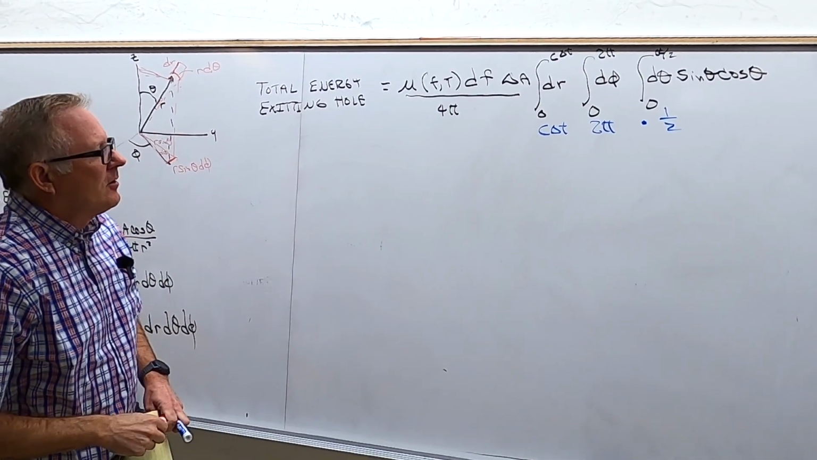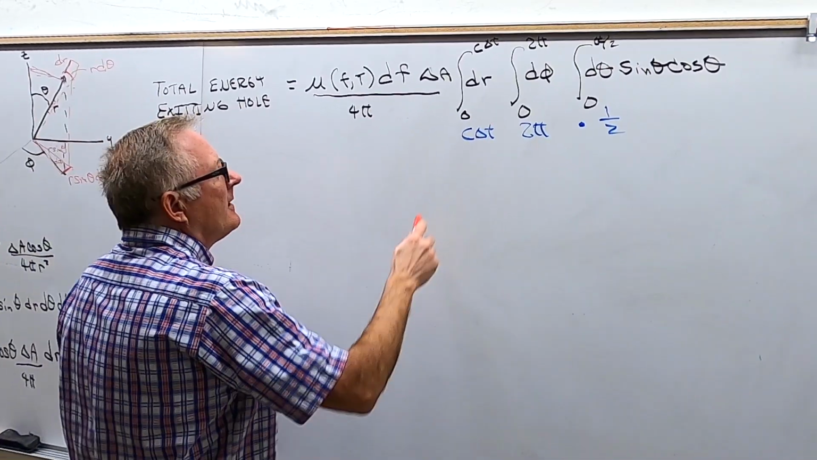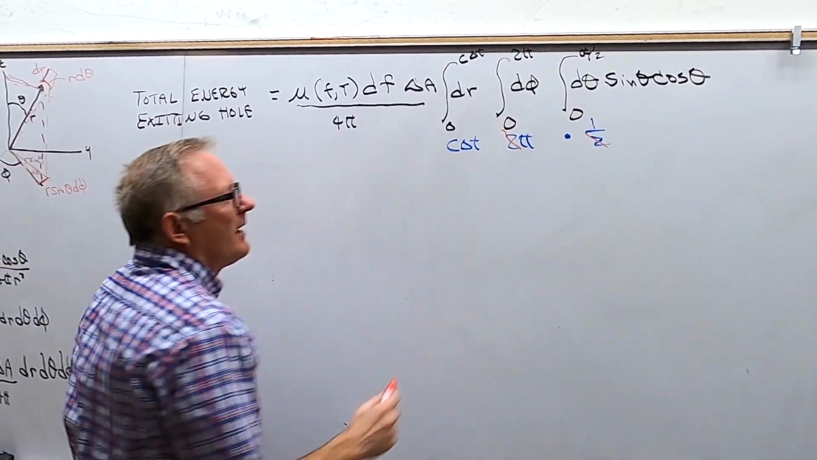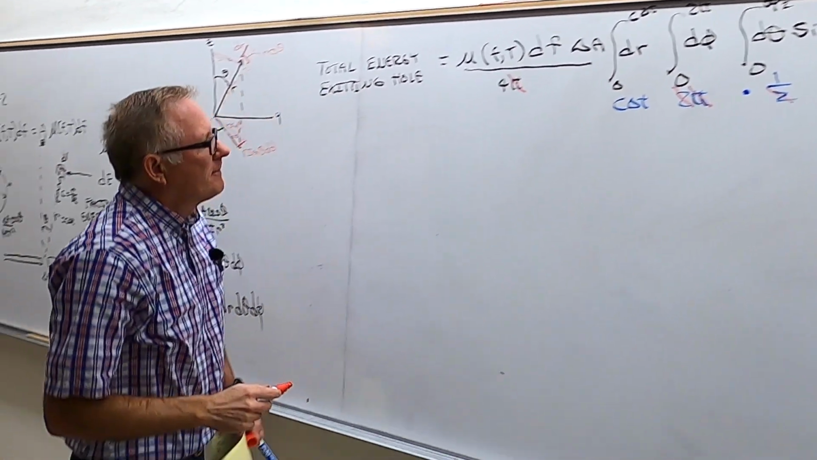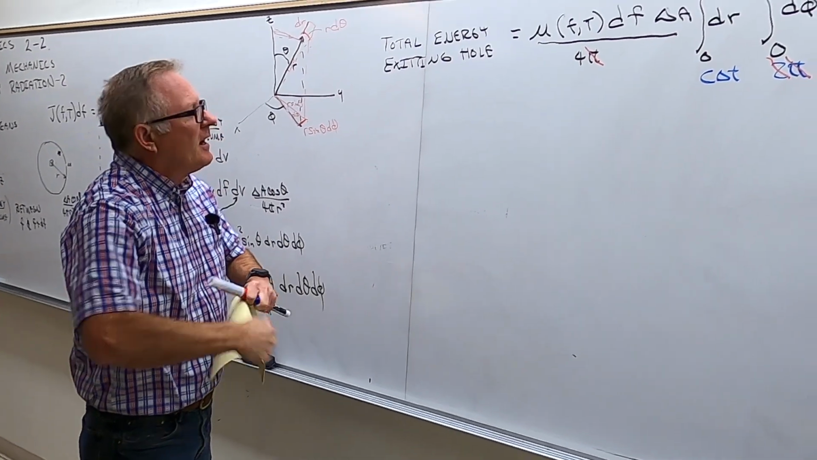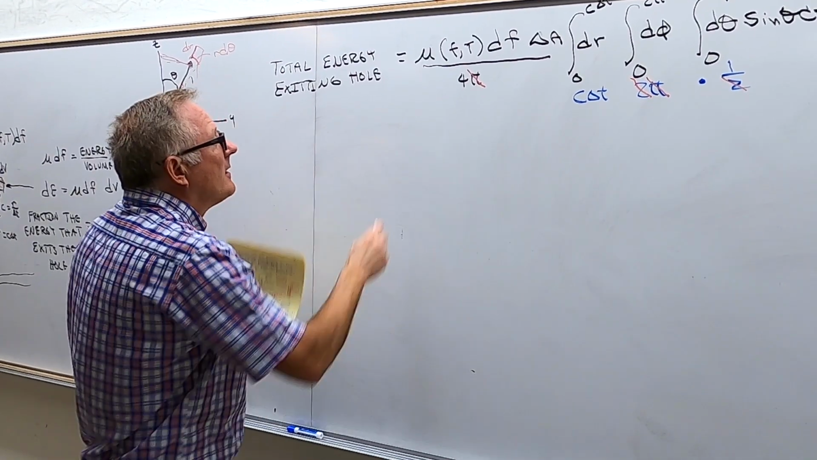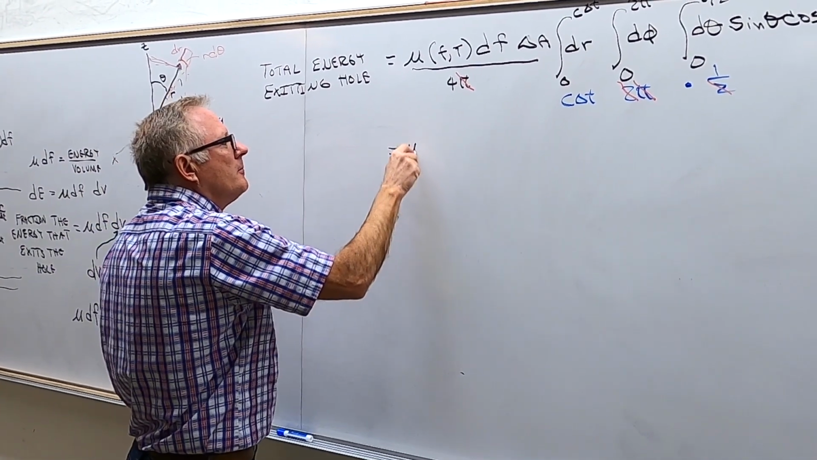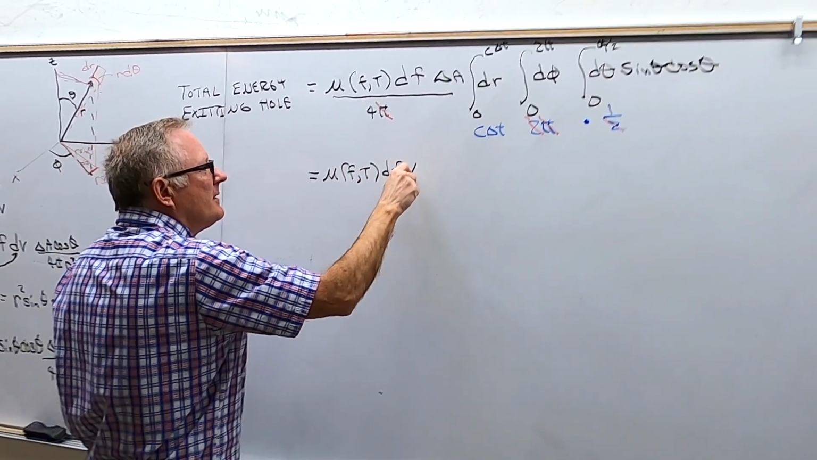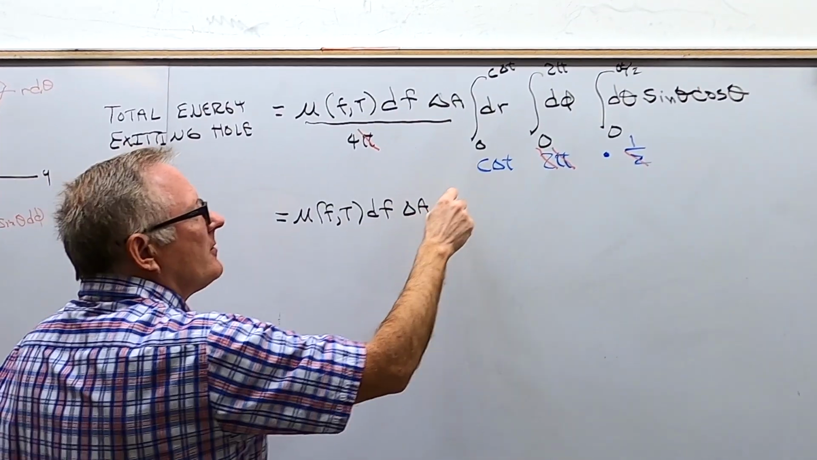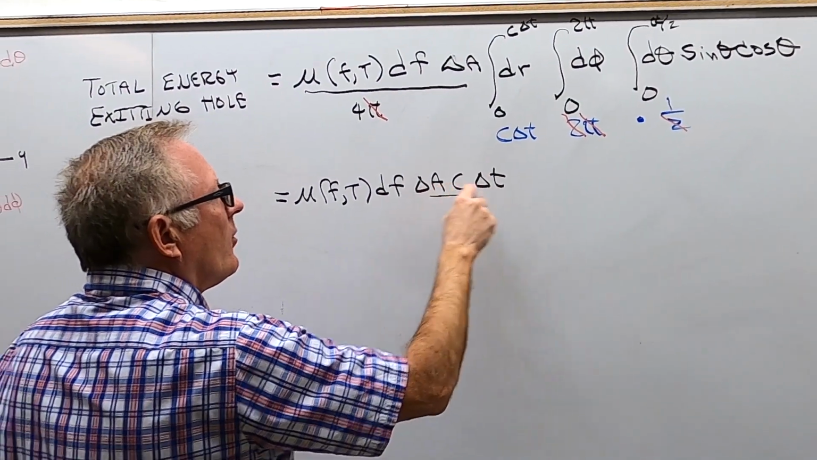Okay, so what all cancels out right here? Well, it looks like this 2 and that 2 cancel. This pi and that pi cancel. And so this becomes mu of frequency and temperature, df, times delta A times c delta t, all over 4.